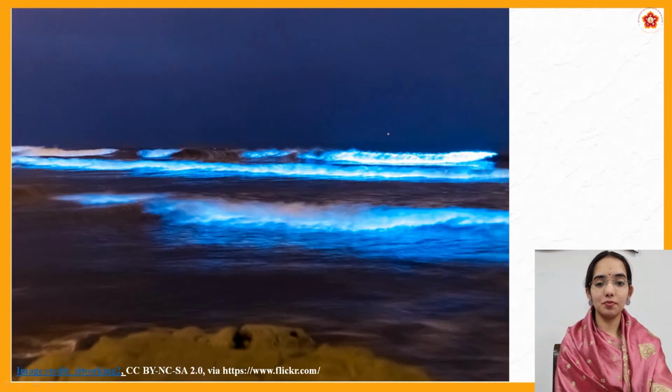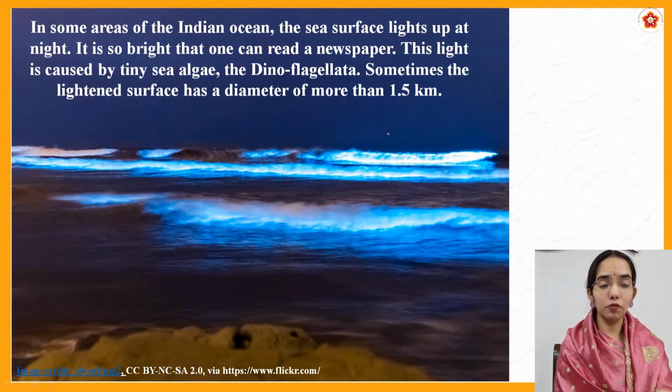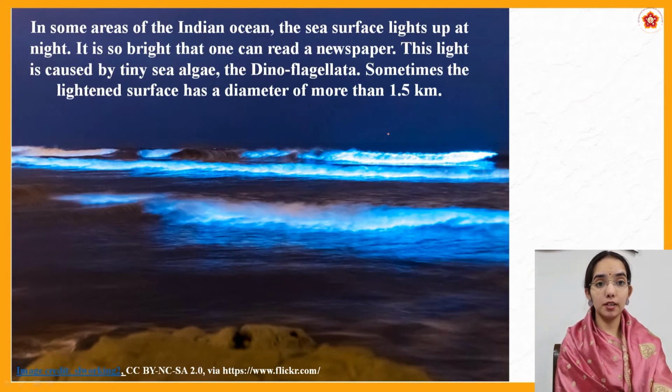So let's see. Students, this is a view of the Indian Ocean. You can see this lit up area. There is light everywhere. This light is due to the growth of a sea algae called dinoflagellates. And this lit up surface in the sea can be in an area of more than 1.5 kilometer diameter. And this light is so bright that you can even read a newspaper at night over here. Wouldn't this scene be so beautiful?